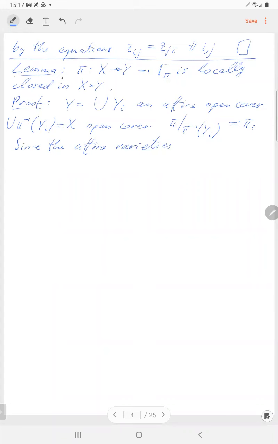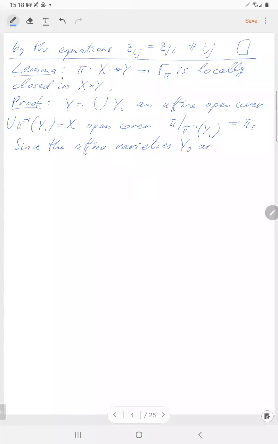No, I don't understand why. I just cover everything with the pre-images of those open affines. I don't care if the pre-images are not affine. I only need that those Y_i's are affine themselves, right? Since they are affine, they are separable, and hence the graphs of pi_i's will be closed. That's the only thing I need, nothing else. Does it answer your question, or did I misunderstand you? No. Yeah, I forgot that we don't care about X being affine. Yeah. Okay.